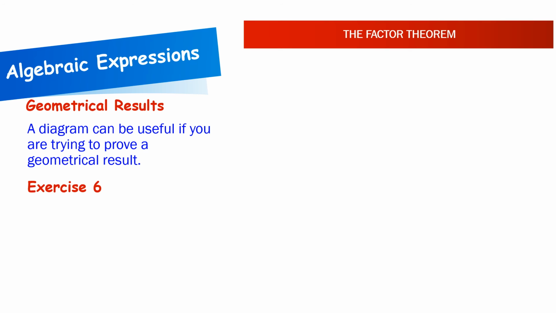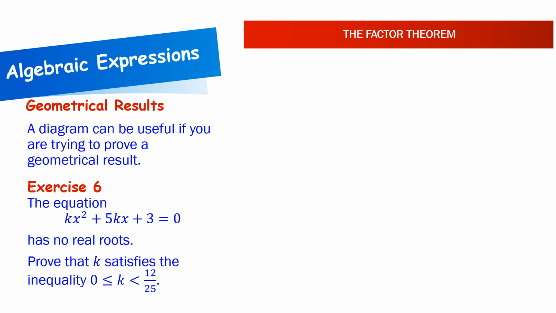Let's have a go at another exercise. The equation kx squared plus 5kx plus 3 equals 0 has no real roots. Prove that k satisfies the inequality 0 is less than or equal to k is less than 12 over 25. Pause the video and have a go. Press play when you're ready to view the solution.